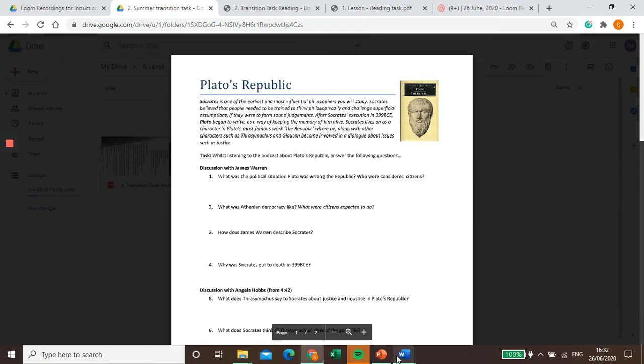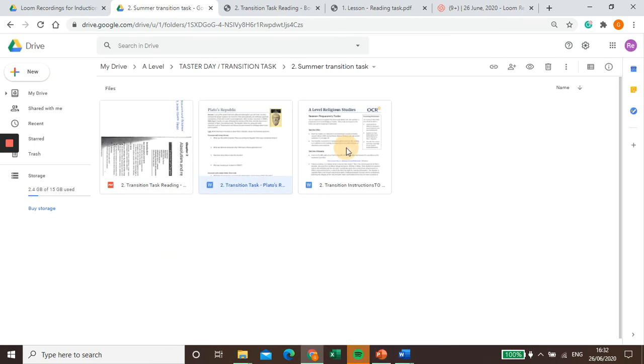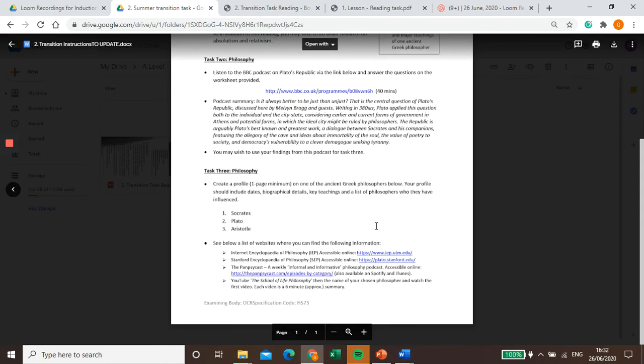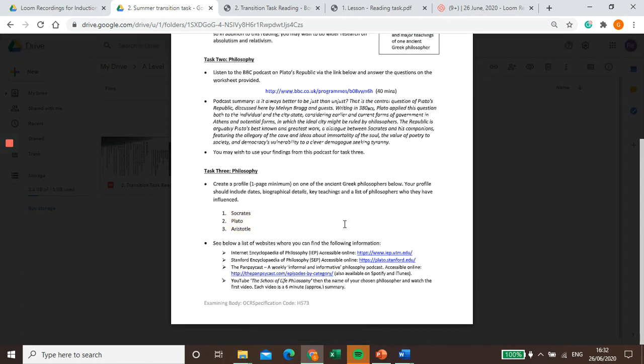And the third transition task, if I can remember rightly, is yes, for you to create a profile of an ancient Greek philosopher. Now, you can decide to pick Plato because you've learned a bit more about Plato from listening to the podcast, or you can decide to look at Socrates, who is an older philosopher, or Aristotle.